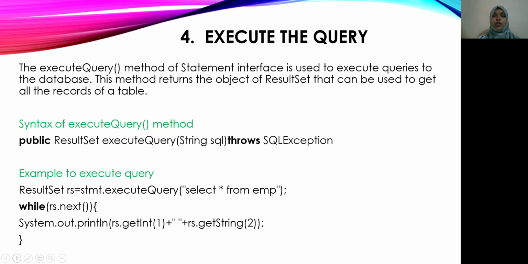Now, if you want to print the values, here is a simple example: while rs.next. Here we are trying to print all the values present in the result set, checking the condition until there are no more values. In this case our database consists of a table named emp with two columns. The first column is of integer type and the second is of string type. With the help of rs.getInt and rs.getString, we get them. This is the way we execute the query, that is our fourth step.